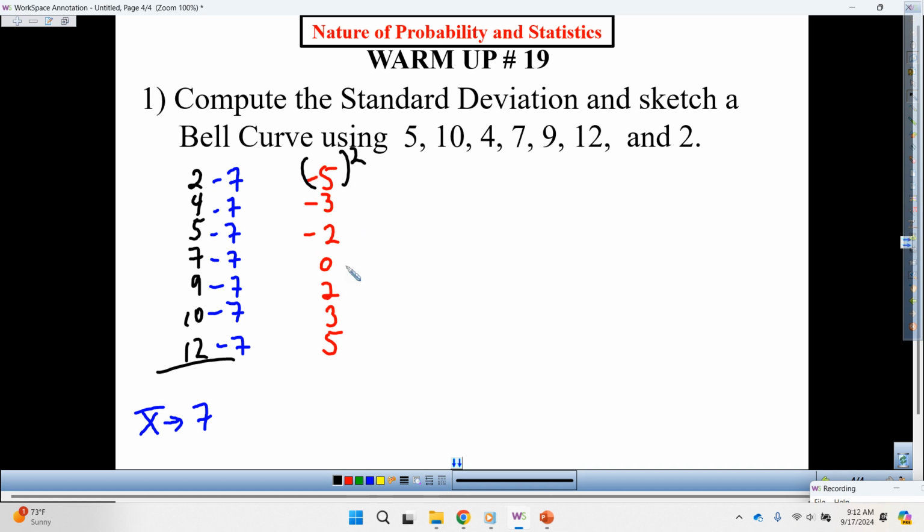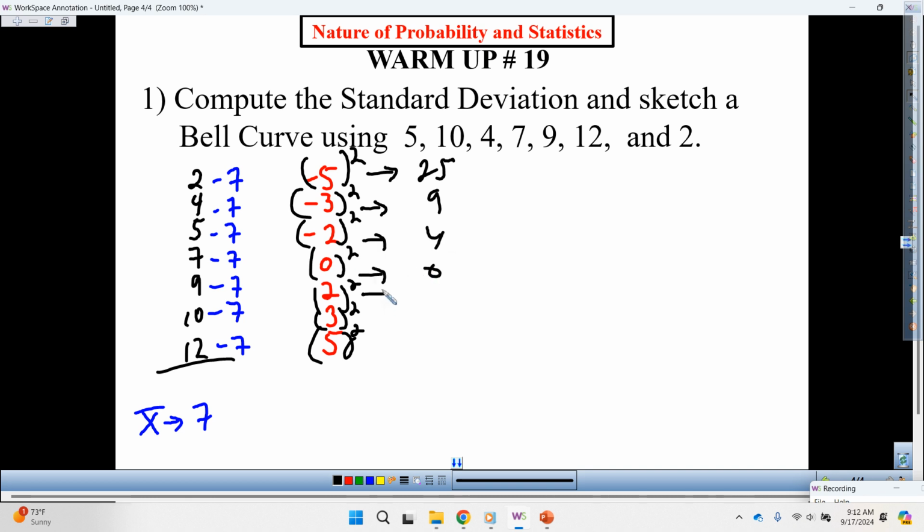Square all of these numbers all the way down. Nice. So this is 25, 9, 4, 0, 4, 9, and 25. And then the new mean is 10.86. And so you got something like that.